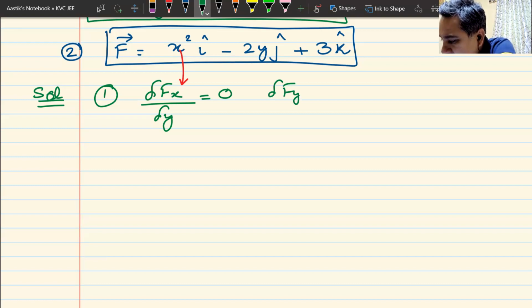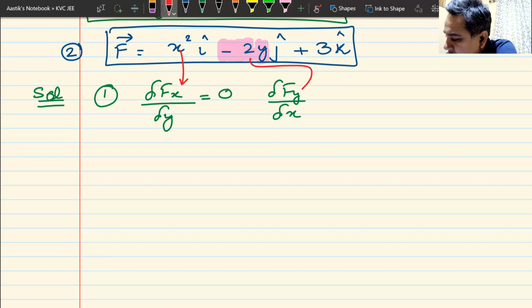Then I find out the partial derivative of fy with respect to x. So I have to differentiate minus 2y with respect to x. What would be the answer? What would be the derivative of minus 2y with respect to x? I am talking about partial derivative. 0. Well done. So first condition is met. Do we all agree?